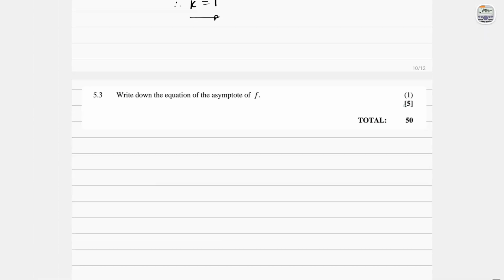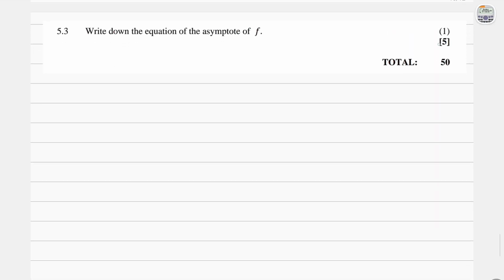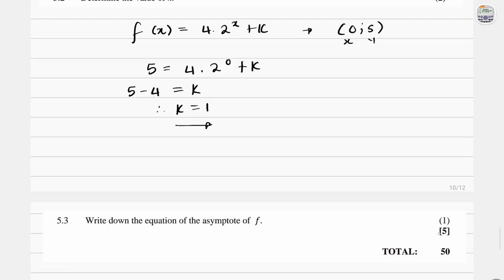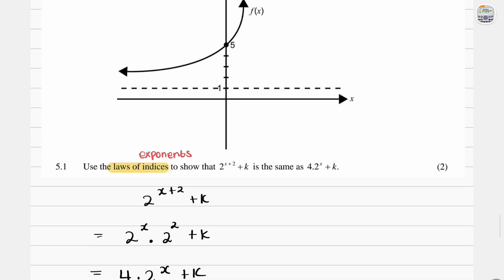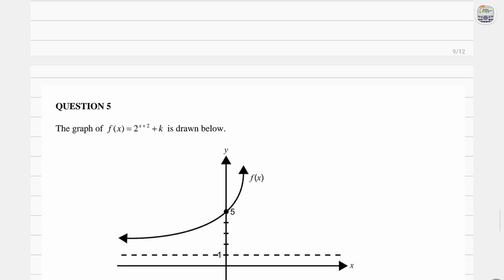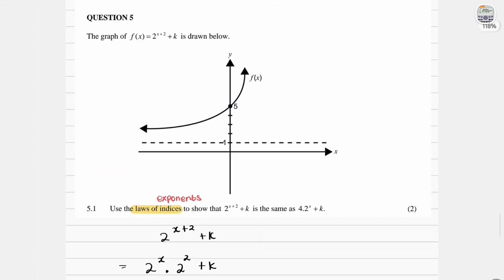And then the last question, question 5.3, write down the equation of the asymptote of f. Now they're just being really nice, but okay. The equation of the asymptote of f. And the reason I'm saying they're being really nice is because this is a June paper. The whole time when I was looking at this paper, it looked like a March paper, okay? So it looks a lot like a March paper, not a June paper at all, even for grade 10.